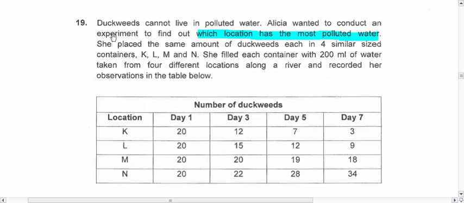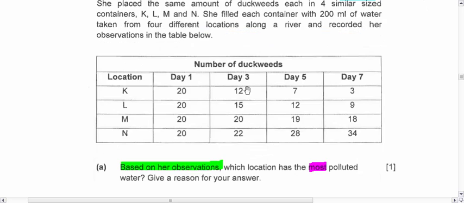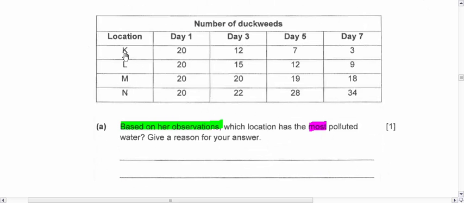So we know for sure that duckweeds cannot live in polluted water. So if there is pollution, it means the duckweeds cannot live. So it's very obvious that K is the one that will not be able to survive. And K is the one that has the most polluted water. And so what's the reason? The reason is because at the end of the experiment, at day 7, this has the least number of duckweeds. Or in other words, you can say that the number of duckweeds decreased the most. Okay, now because I'm asking for most, I'm looking for a comparative answer. So your answer must consist of comparative words, otherwise it will be wrong.